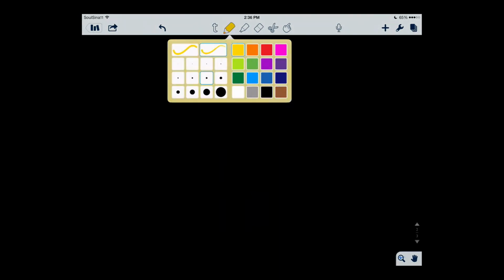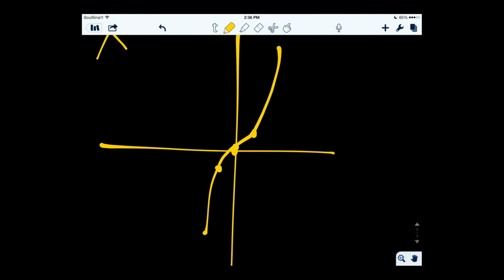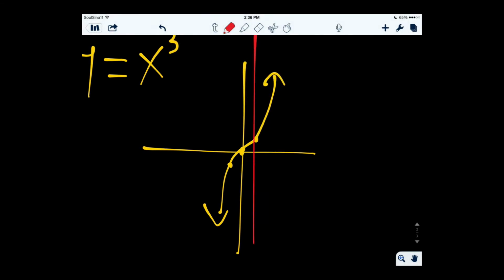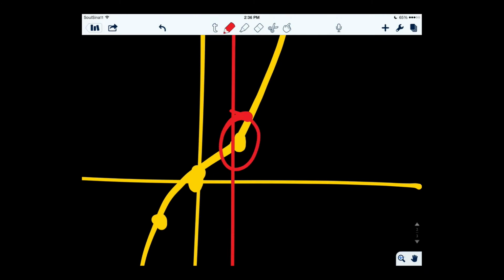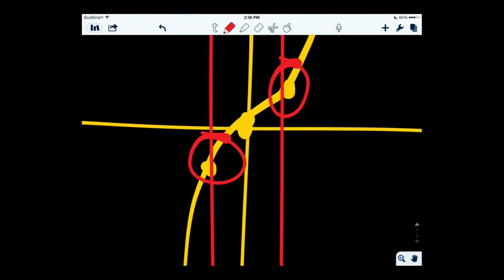If we try the graph y equals x cubed, we know this is a function because if we draw a line, it intersects at 1 point. Draw a line, it intersects at 1 point.